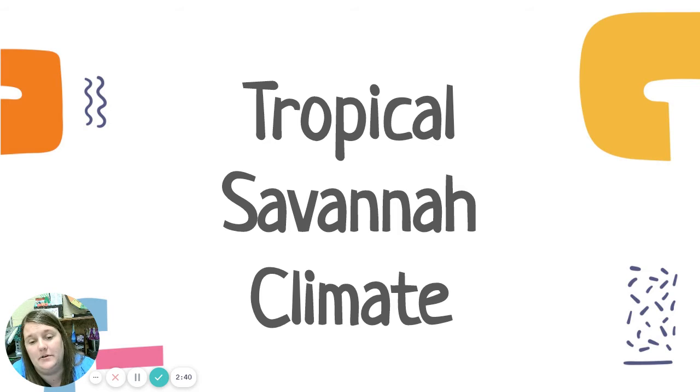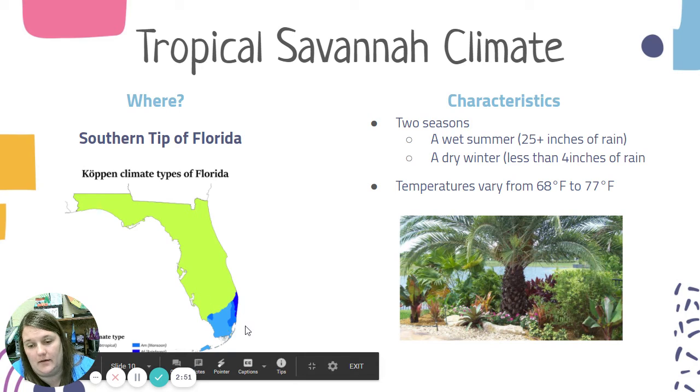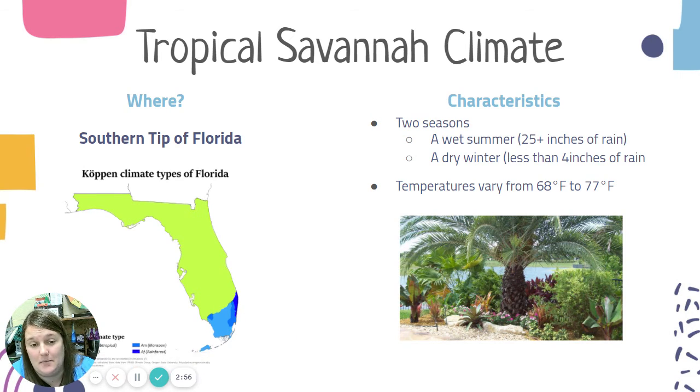Then we have something called the tropical savanna. This is going to be a mixture between our tropical climate that we learned about and our desert or arid climate. You're going to see this in the southern tip of Florida, right down here. You're going to get 2 seasons here: a wet summer with 25 plus inches of rain, and then a very dry winter, less than 4 inches of rain. The temperature is going to vary between 68 degrees Fahrenheit and 77. Nothing really extreme.